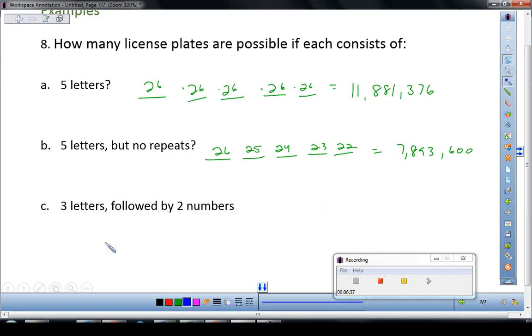3 letters followed by 2 numbers, not saying anything about the repeats. So let's say these are all letters. There are 26 possibilities, 26 possibilities, 26 possibilities. 2 numbers, there are 10 digits, 1 through 9, including 0, times 10 times 10. So that gives me 1,757,600 possibilities for 3 letters followed by 2 numbers.